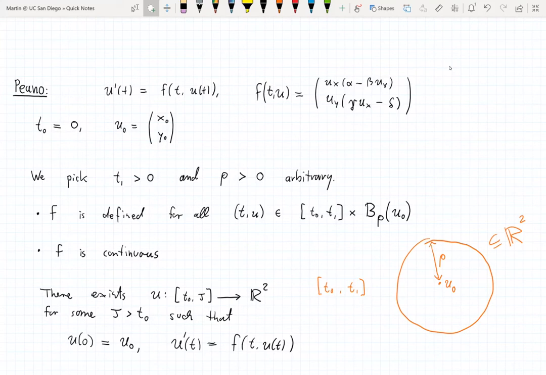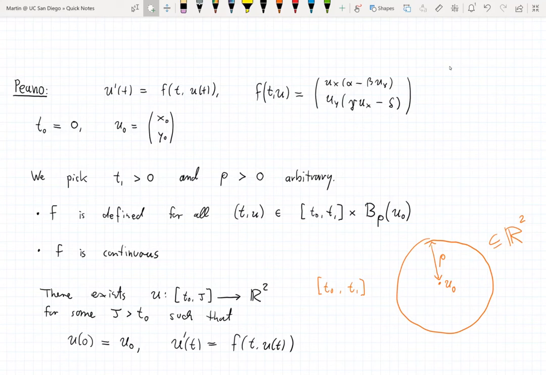So let's try to do the Peano existence theorem. We have u prime of t equal f of t, u of t, with the function f(t,u) being u_x times (alpha minus beta u_y) in the first component, and u_y times (gamma u_x minus delta) in the second component. We start at time t0 equals 0, and with the initial vector, let's call it u0 equal (x0, y0).